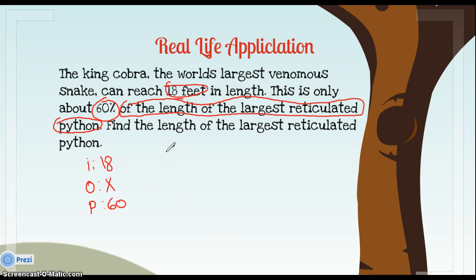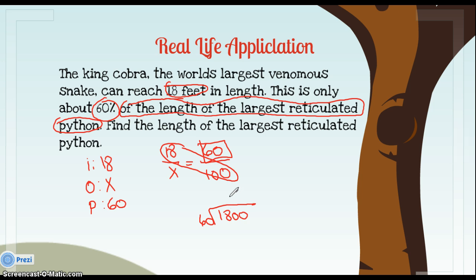Now we can set it up. 18 over x equals 60% over 100. What do we do next? Cross multiply. 18 times 100 is 1800. Last step, divide by 60, in which you get 30. I kind of said the answer, didn't I? So that's saying that the length of the largest reticulated python is 30 feet. That is a big snake, way bigger than Darwin, isn't it?